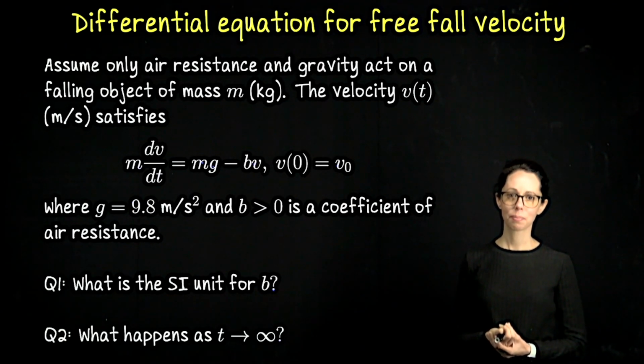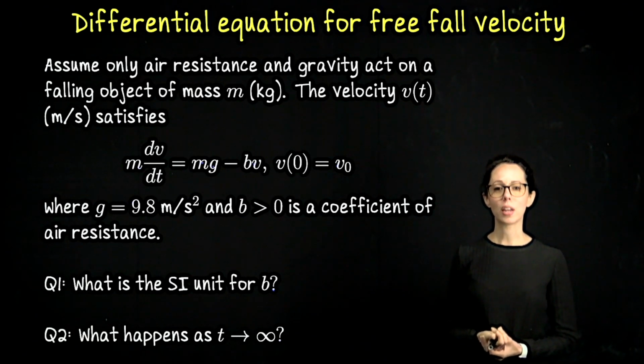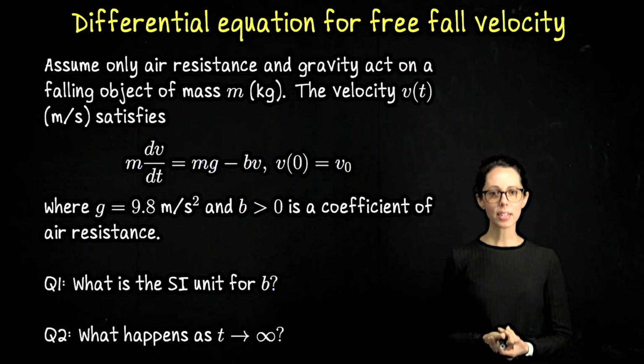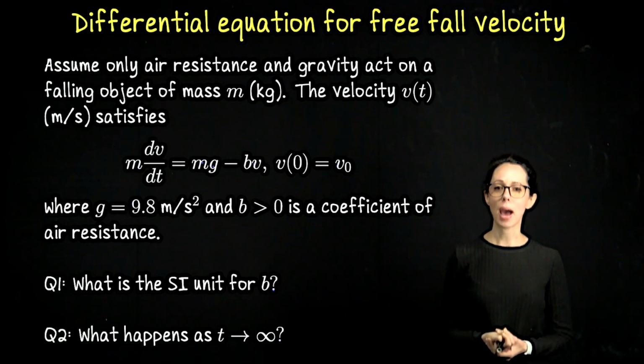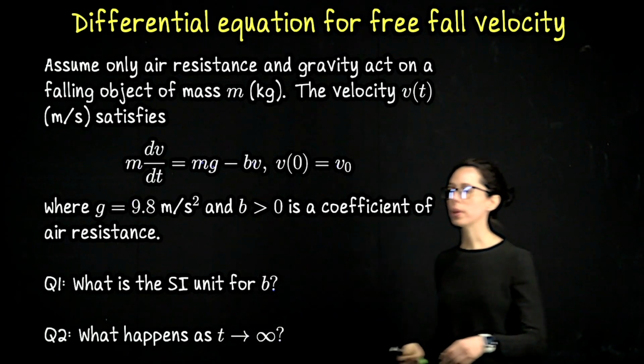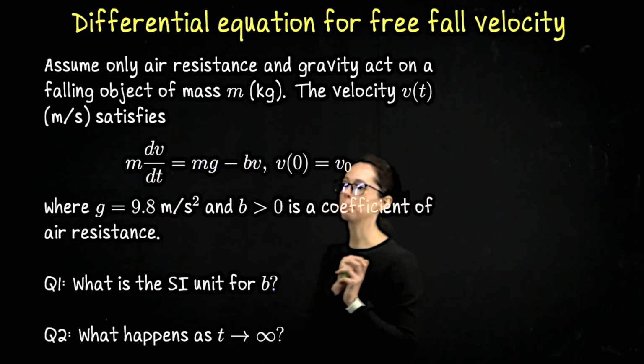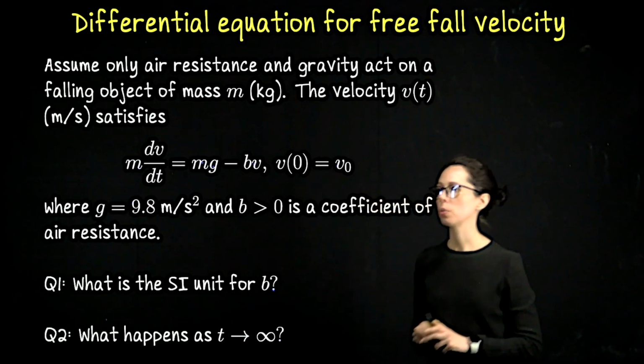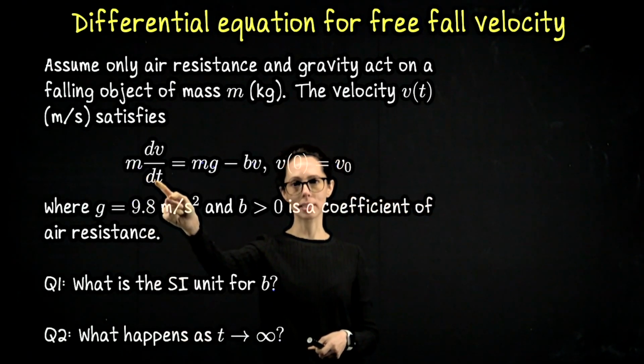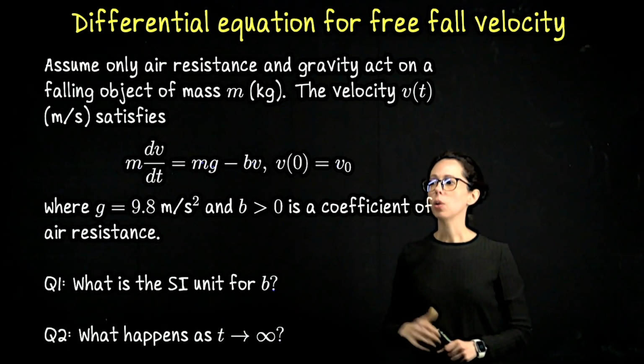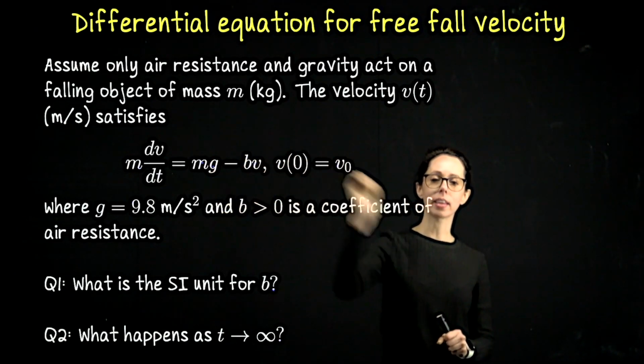falling to Earth. From Newton's second law of motion, we know that the total force acting on the mass is equal to their mass times acceleration. That's how we come up with this first order differential equation. So on the left, we have mass times acceleration. On the right, we have the total force acting on the object.